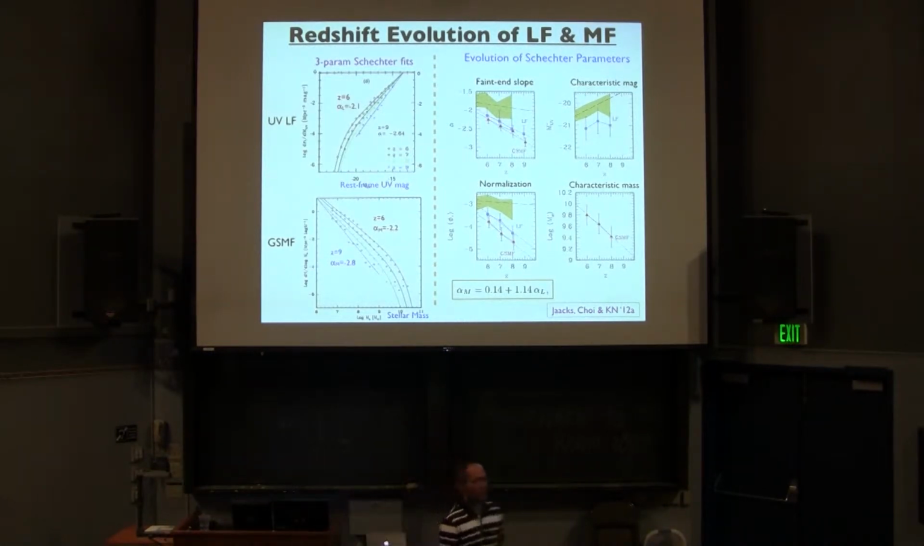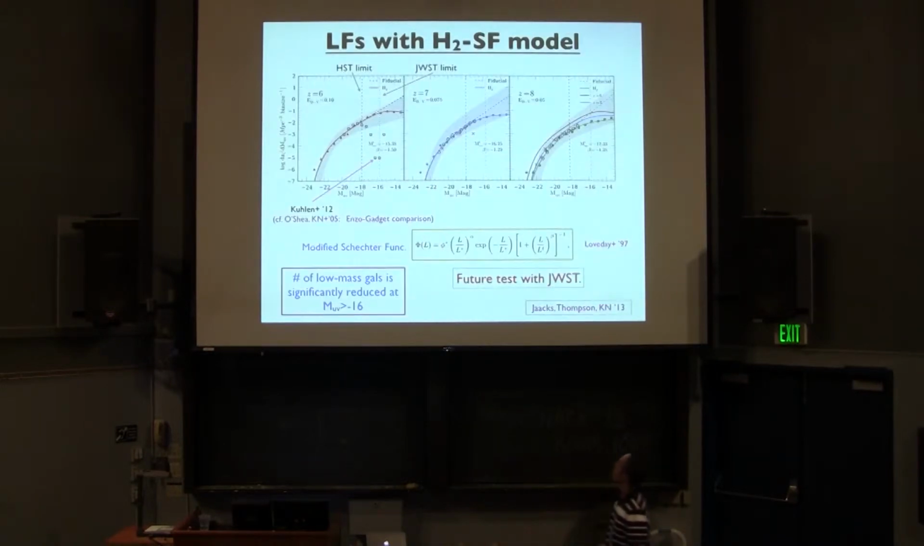How does this change with the H2 star formation model? So here's what we found. We found that the bright end doesn't change very much, even with the new H2 model. What happens is that below a certain luminosity, which corresponds to the JWST limit, because we suppress the star formation in low mass halos with low metallicity, the number of low mass galaxies actually comes down. Not the halos, the galaxies come down. Therefore, there's a second turnover in the galaxy luminosity function, which gives you this additional turnover at the very low mass end.